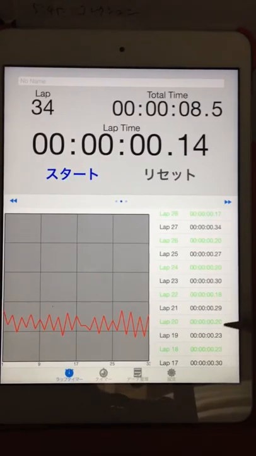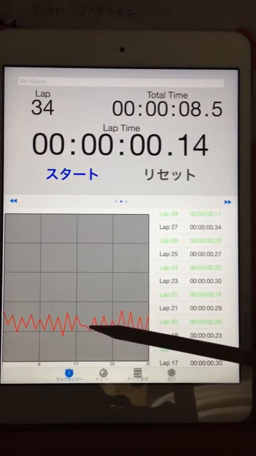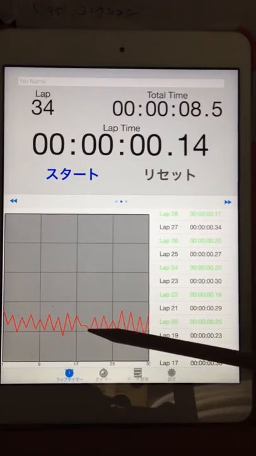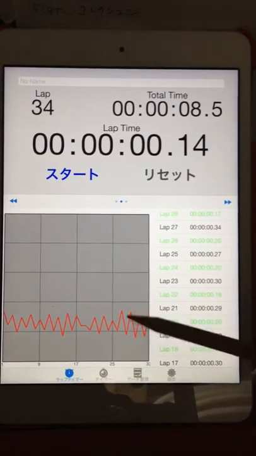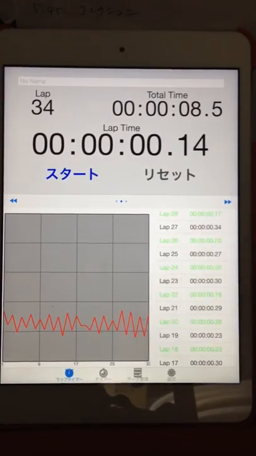1, 2, 3. Difference is 3. 3 means 30 milliseconds. 3 divided by 5 equals 6%. 6% bounce. And strongest is this.